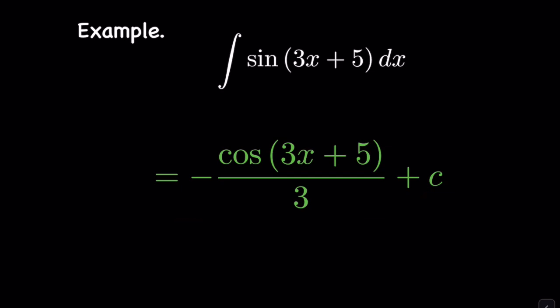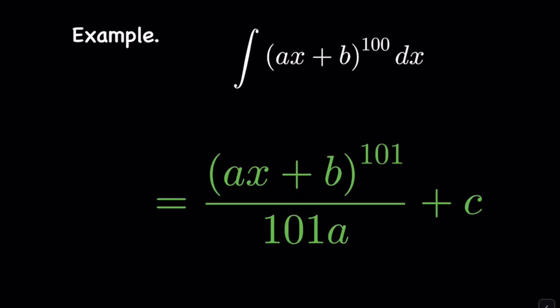So the antiderivative of sine 3x plus 5 is going to be simply minus cosine 3x plus 5 divided by 3. And the idea is that you can integrate this the same way that you integrate the sine function, but after you're done with your integration, just make sure to divide by the coefficient of x in your linear term. Let's look at another example.